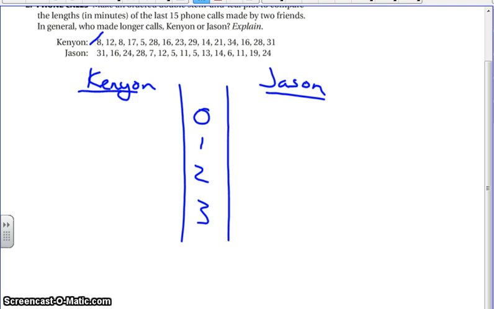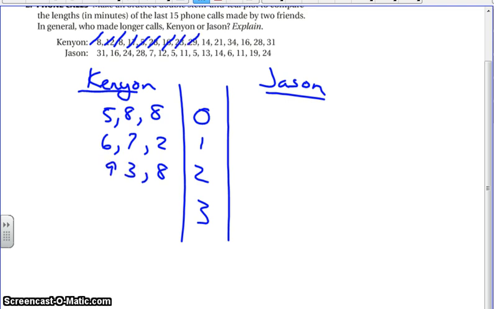So Kenyon made an 8-minute phone call, a 12-minute phone call. It looks different, doesn't it? Almost looks like 21, but you have to read it from the stem to the left. 8-minute, 17-minute, 5, 28, 16, 23, 29, 14, 21, 34, 16, 28, and 31. You kind of have to read backwards.